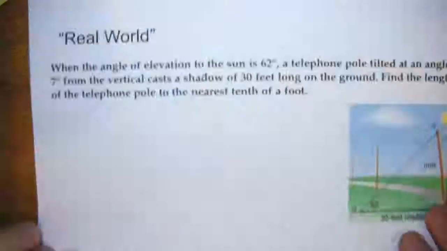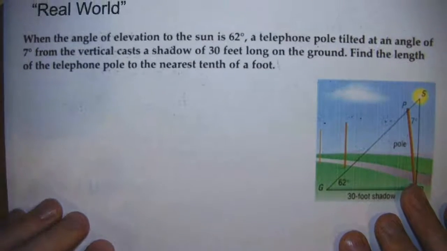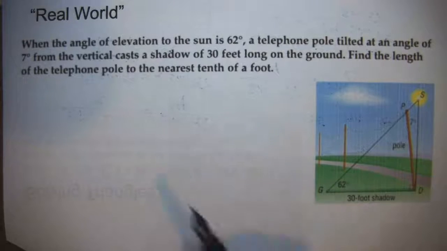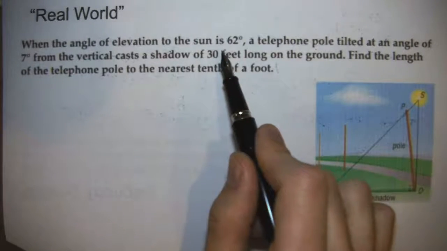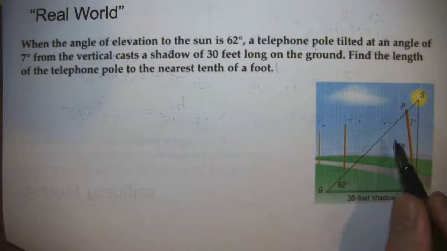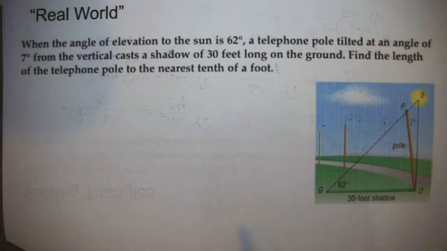Now, let's talk about a real world situation. All right, I like this problem because you'll see it a lot of times in like SAT, ACT. They love problems like this. So take a look. When the angle of elevation to the sun is 62 degrees. So in other words, if you were standing here and lined up your line of sight with the end of the telephone pole and the sun, we get 62 degrees.